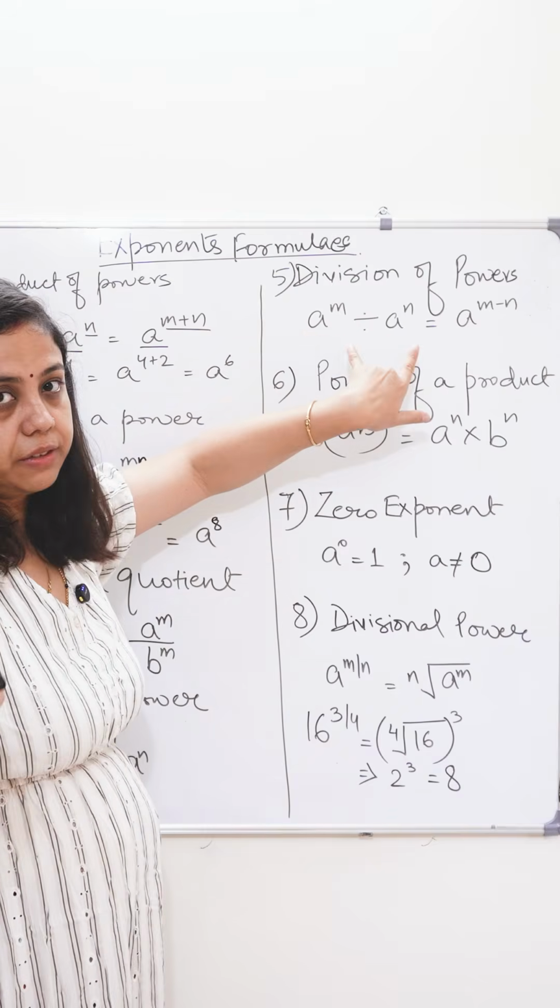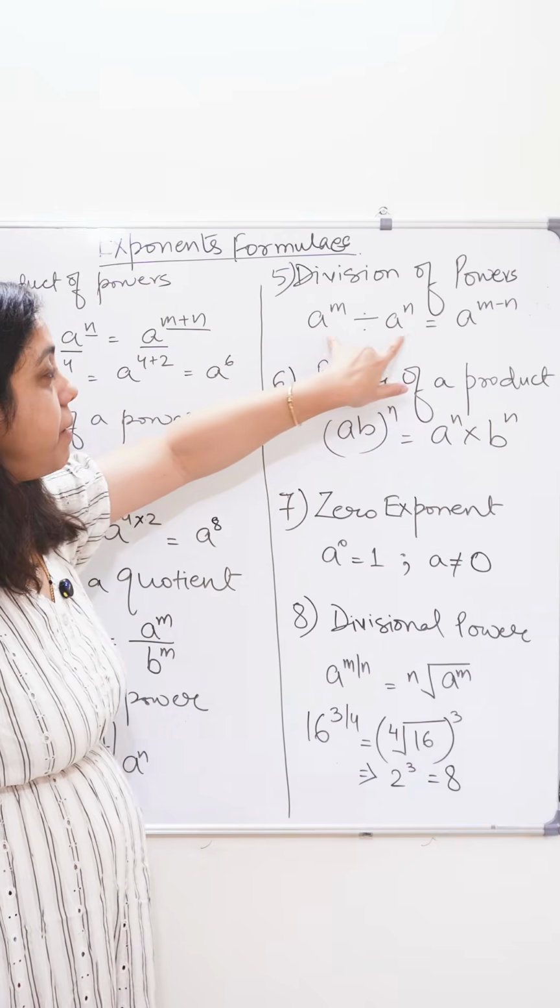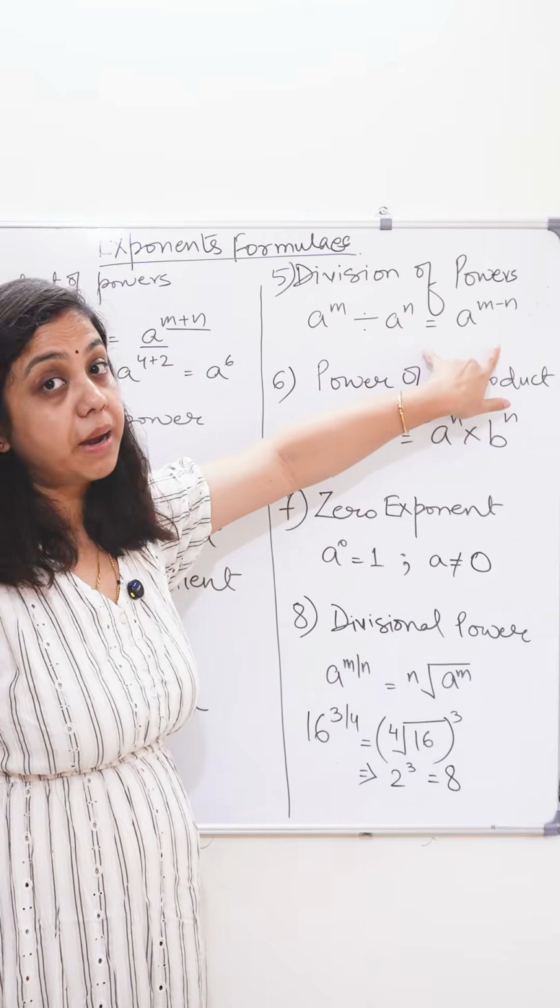The base is getting divided. The powers are getting subtracted. A to the power m divided by a to the power n becomes a to the power m minus n.